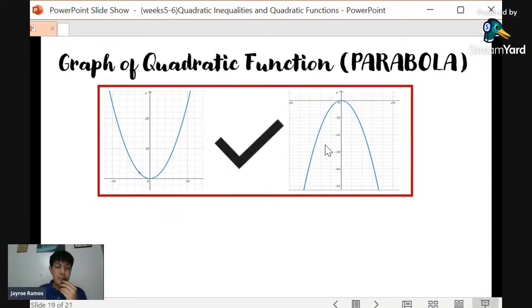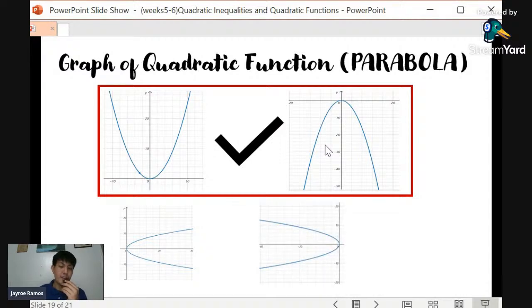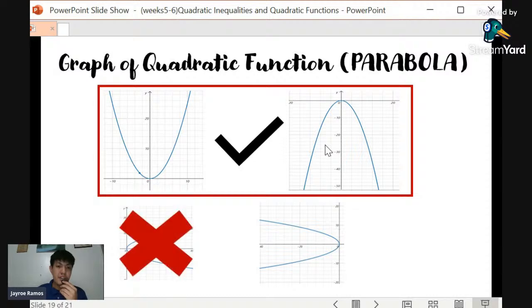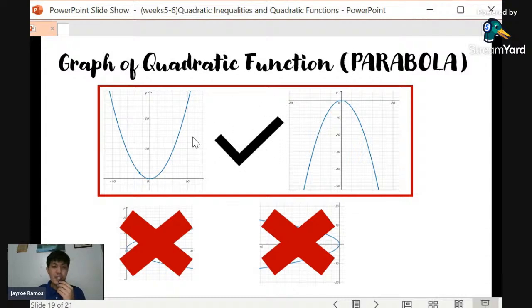Sir, paano po kapag ang graph ng quadratic ay ganito po ang itsura? So parang parabola pa rin po siya pero nakatagilid po. Katulad po nito. Now, this one is not considered as the graph of quadratic function. So mali po yan. Okay? So we only consider this graph, yung open upward, yung pataas, at saka yung open downward, yung pababa. So ito po ang graph ng quadratic function. So that is the introduction of quadratic function.